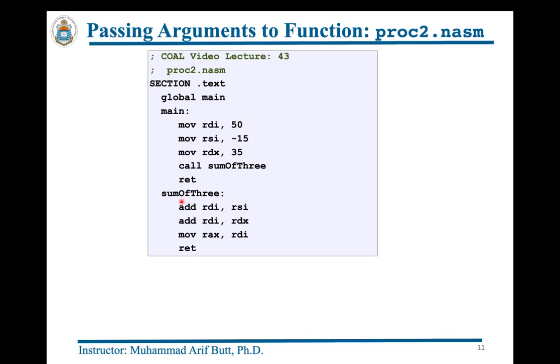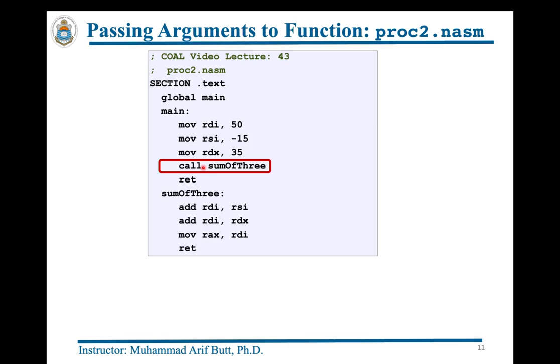Therefore, I have not declared it global. Anyways, the sum of three function computes the sum of three integer values passed to it and finally returns the result. Okay, so dear students, before calling a function, in this case sum of three, I have placed the three arguments inside RDI, RSI and RDX registers as per the System V application binary interface. Although we can use other registers as well, I think it is better to follow the standard.